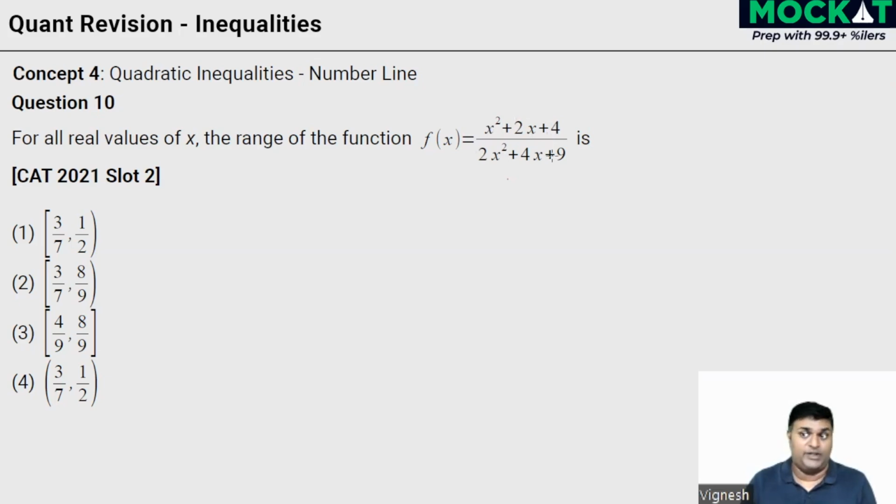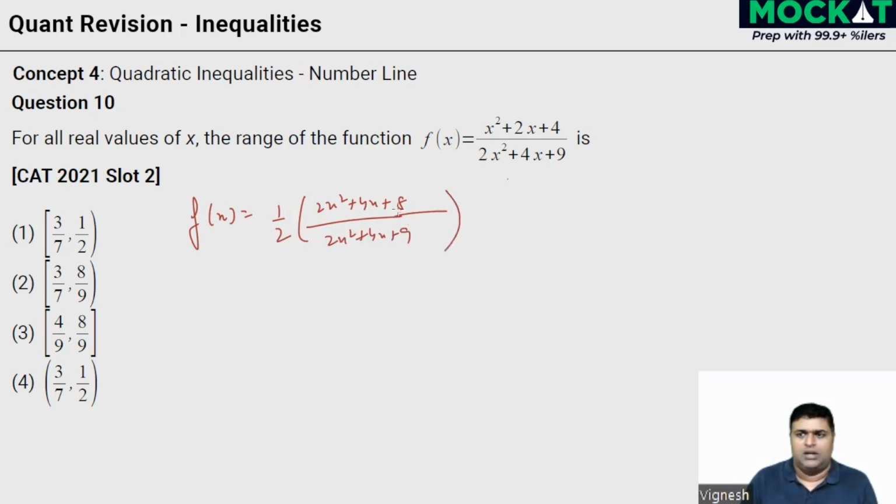2x squared plus 4x over here can get cancelled, right? Let's see how to do that. So f of x over here equals, I'm going to divide by 2 and multiply with 2 at the same time. If I'm multiplying the numerator with 2, I'm going to get 2x squared plus 4x plus 8 divided by 2x squared plus 4x plus 9, right?